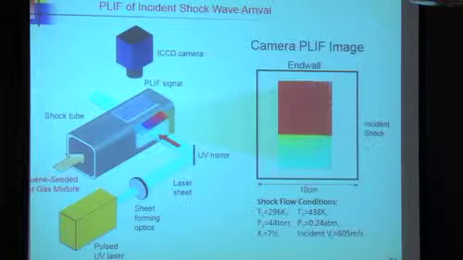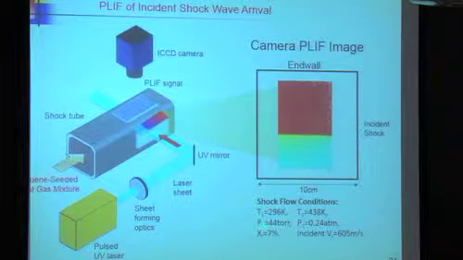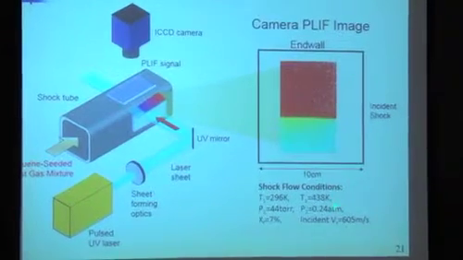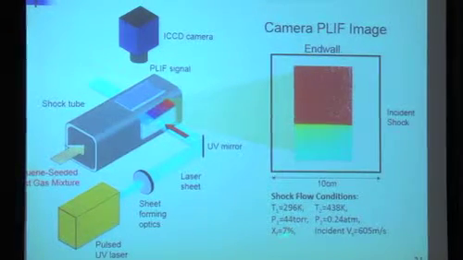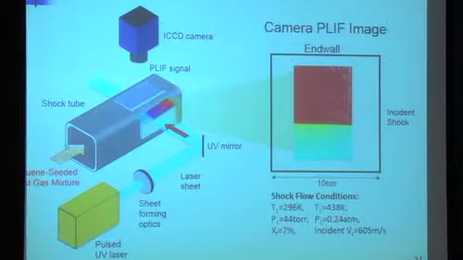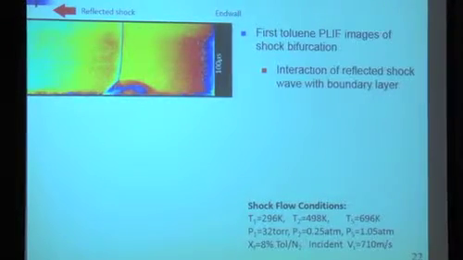And so we did this at initial pressure 44 torr. Post-shock pressure was 204.24 atmospheres. We had 7% of toluene. Shock speed was 600 meters a second. And now this is what we see.